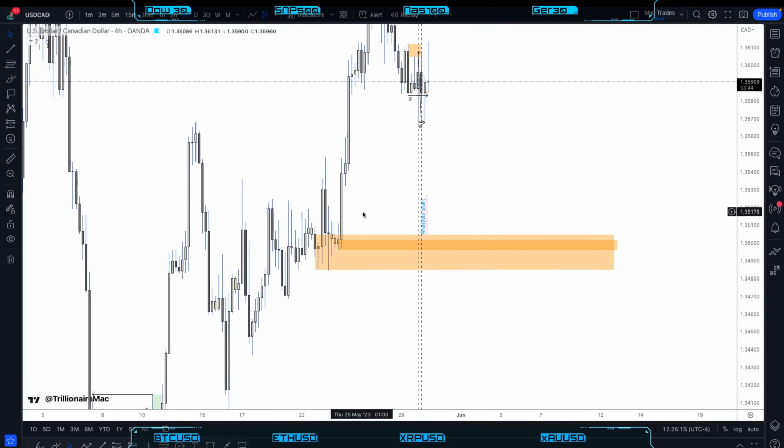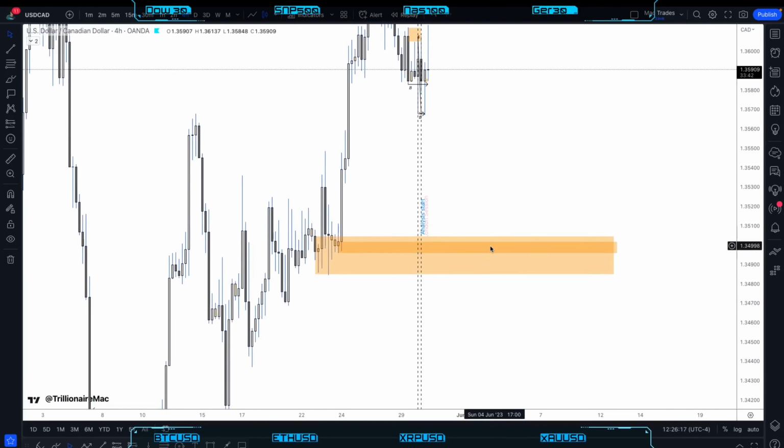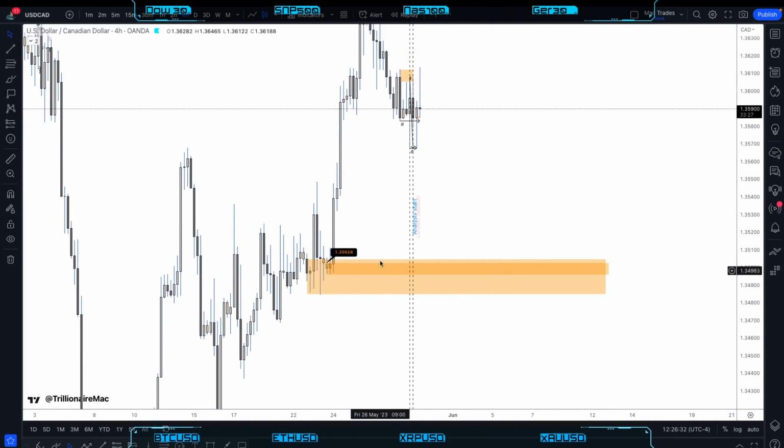I want to get a little bit more specific with what was directly responsible for this push here, and that's going to be this area right here. So feel free to mark it up on your charts, and when USDCAD comes back to this area, we should have a pretty decent reaction that we could possibly trade from.